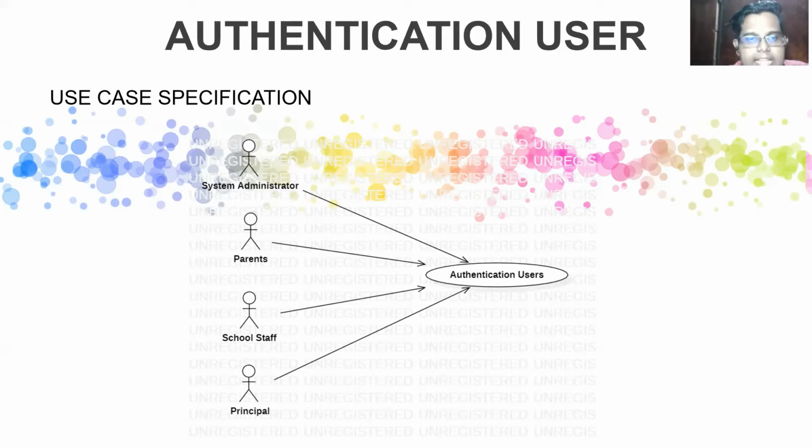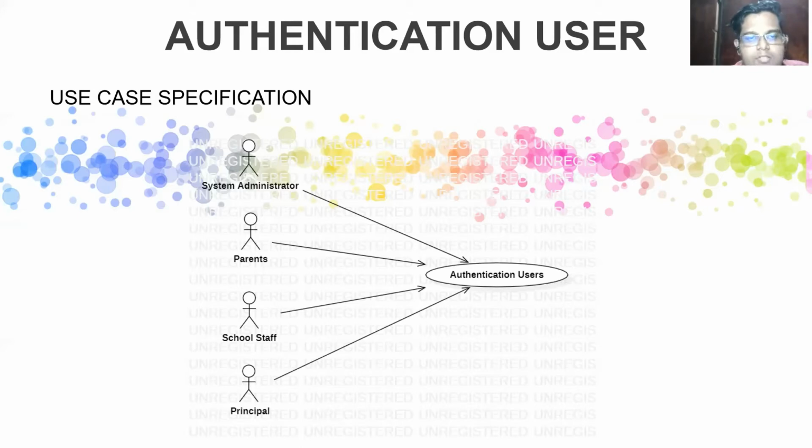So basically, parents, school staff, system administrator, and principal should insert their identity card number and default password and have to click the login button after entering the details. So they can log in to the system. After login, they can change their default password. And the system will notify the user if they enter an incorrect identity card number or password.